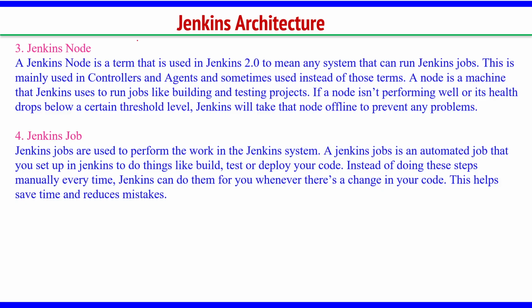Then something called a Jenkins node. It's a term used in Jenkins 2.0 to mean any system that can run a Jenkins job. Any system that can run a Jenkins job is a Jenkins node. A node is a machine that Jenkins uses to run jobs. Then a Jenkins job means a task used to perform work in the Jenkins system. A Jenkins job is an automated job that you set up in Jenkins to do things like build, test or deploy. So, some terms.